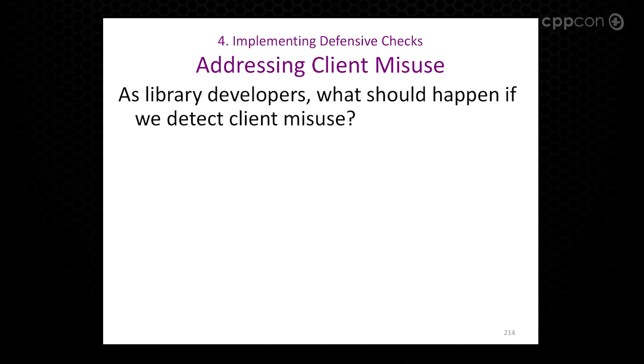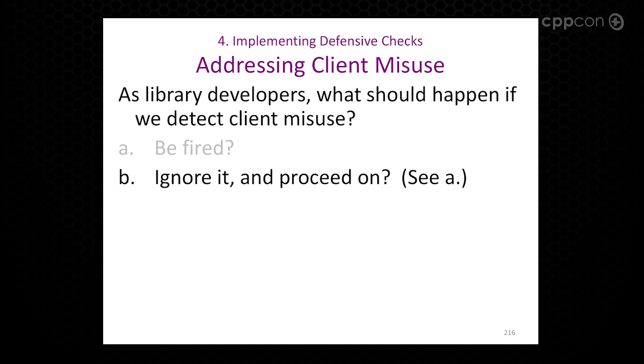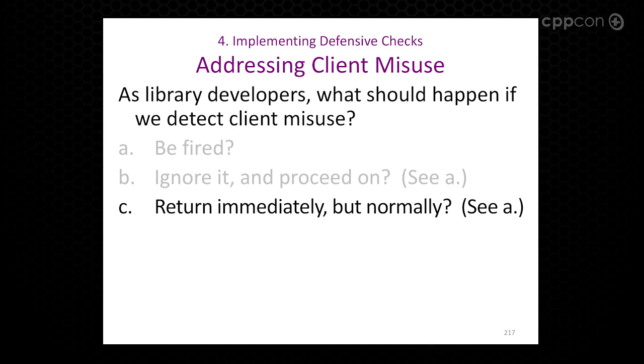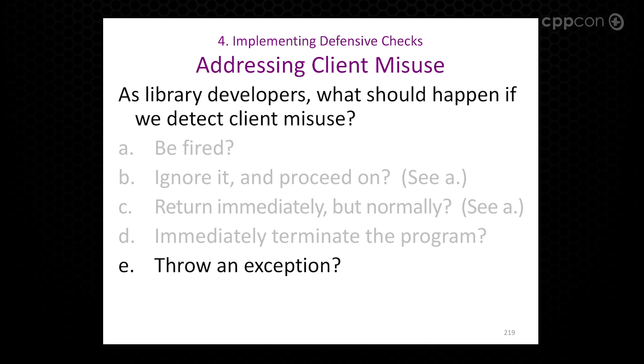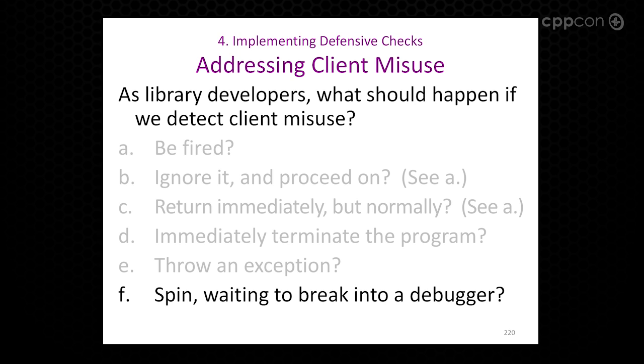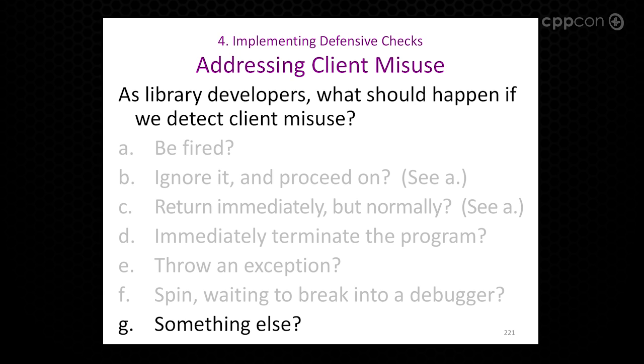As library developers, what should happen if we, in our library code, detect client misuse? What should happen? Be fired? Actually, that was a problem for a long time. You're not supposed to do that because what are you going to do if you do? What should you do? We don't know. Okay, ignore it and proceed on. That is probably the worst thing you can do. Return immediately but normally. That is also about the worst you can do. Immediately terminate the program. That's an option. Throw an exception. That's a possibility. Spin waiting to break into a debugger. And is that a bad idea? What about something else? Maybe there's something else good to do.